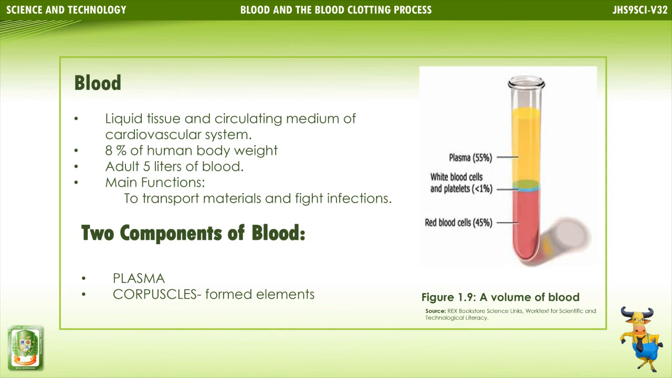First, what is blood? Blood is a liquid tissue and circulating medium of the cardiovascular system. Blood is 8% of the human body weight. An adult has 5 liters of blood. The main function of blood is to transport materials and fight infections. There are 2 components of blood, the plasma and the corpuscles, or the formed elements.